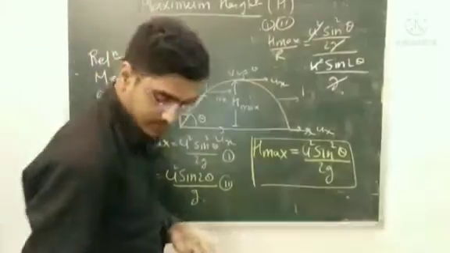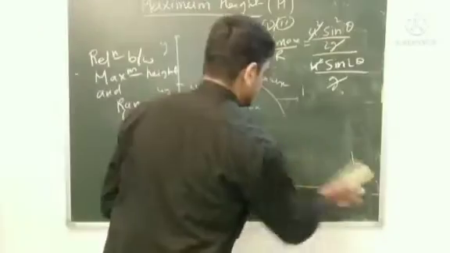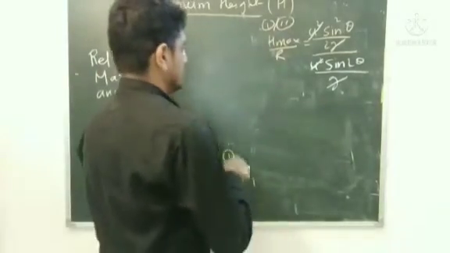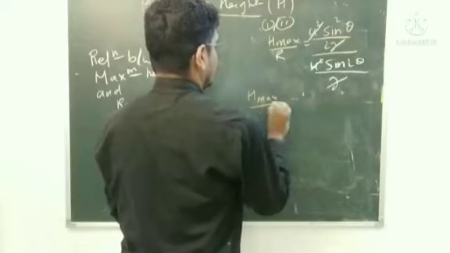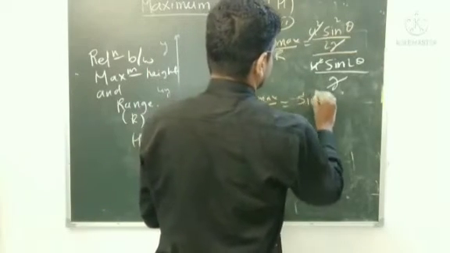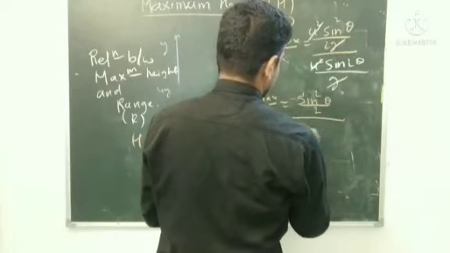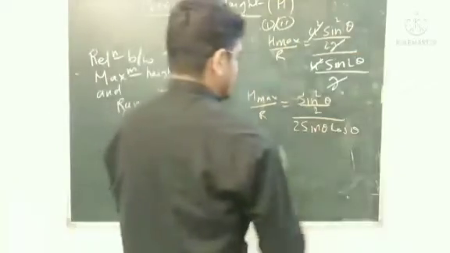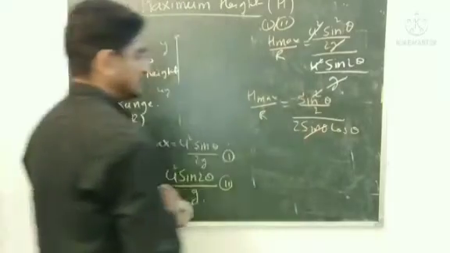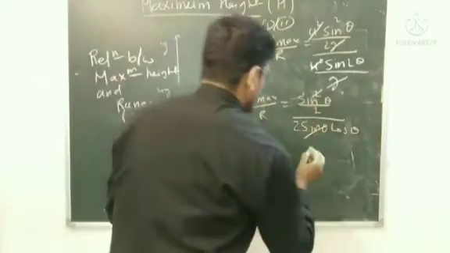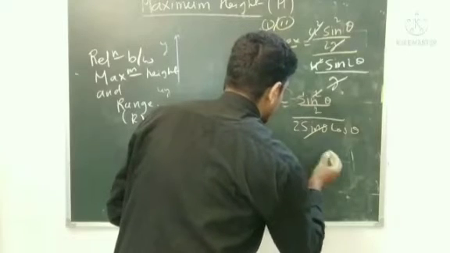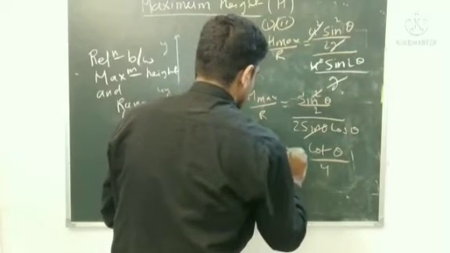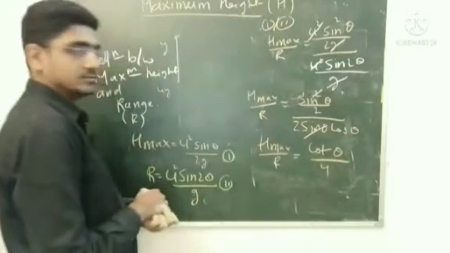So we can write from here: sin 2 theta can be broken as 2 sin theta cos theta. So basically sin theta cancels out. This becomes sin theta by cos theta, which is cot theta, and 2 into 2 is 4. So h max by r is cot theta by 4.